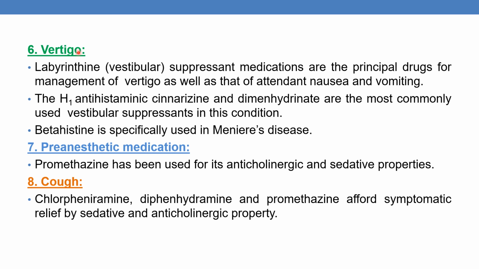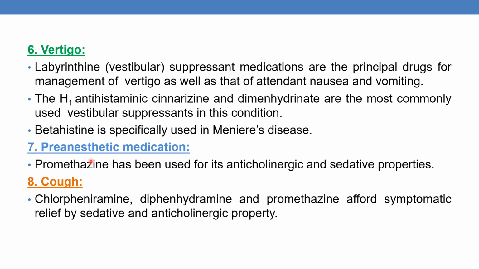Now coming to vertigo. Antihistaminics are employed as labyrinthine or vestibular suppressant medications. The labyrinthine suppressant medications are the principal drug for the management of vertigo as well as that of attendant nausea and vomiting. The H1 antihistaminics, cinnarizine and dimenhydrinate are the most commonly used vestibular suppressants in this condition. Betahistine is specifically used in Meniere's disease.